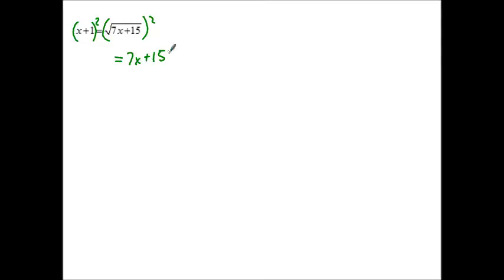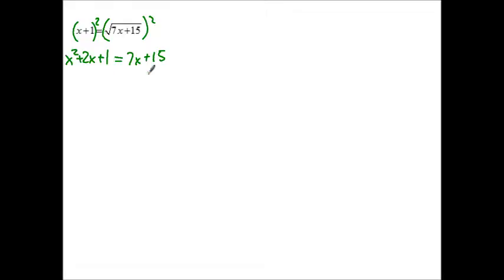On the left, we had a binomial that we multiply by itself. X plus 1 times x plus 1. We need to FOIL this, and we get x squared plus 2x plus 1. A quadratic equation. Now, how are we going to solve this? We need to move everything to one side, so we have the equation being equal to 0.